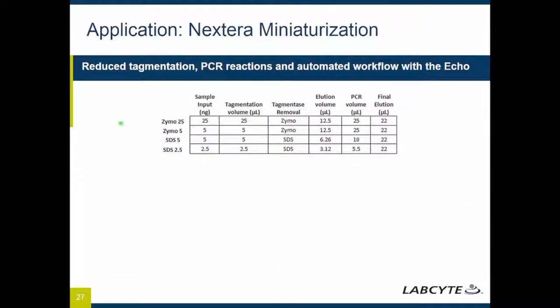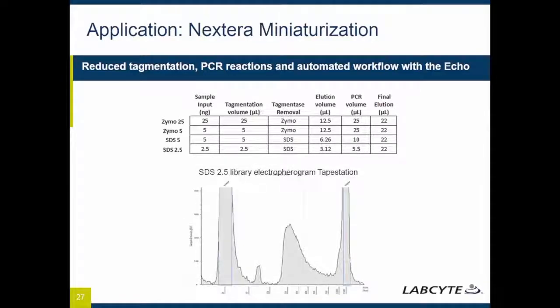The reaction matrix setup included two methods, one that followed the protocol with the Zymo cleanup, and one that used SDS and an additive chemistry workflow to remove the tagmentase. A variety of reaction volumes were run for the tagmentation, including a manual 25 microliter reaction down to an ECHO-enabled 2.5 microliter reaction, along with various PCR reaction volumes down to 5.5 microliters. The electropherogram from the TapeStation shows the library prepared from the miniaturized workflow.